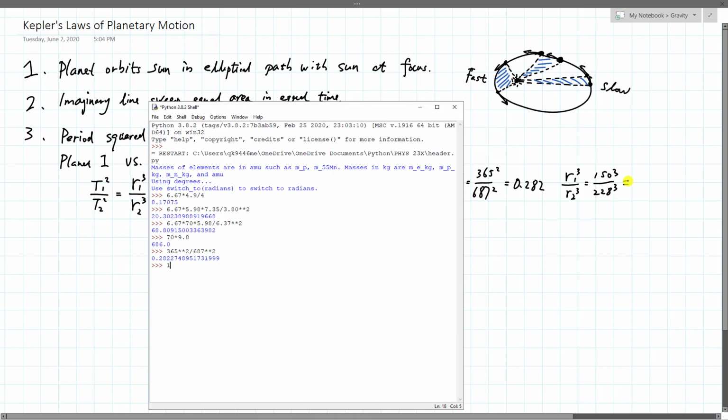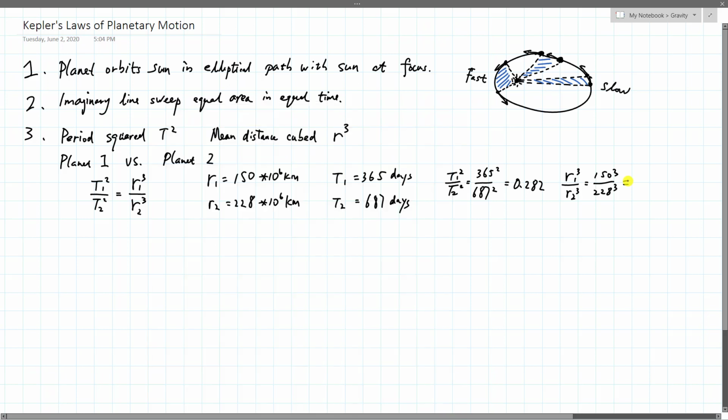So 150 cubed over 228 cubed. There we go, very close, right? 0.285. So what's causing all these interesting relationships? You might want to know that. And what's the difference between these two? Why are they slightly different? Well, there are other effects.